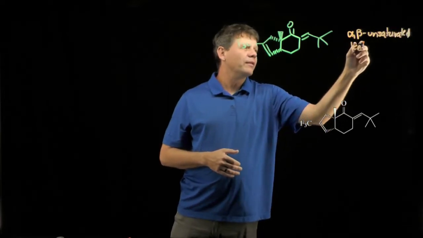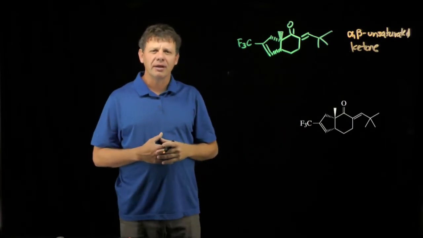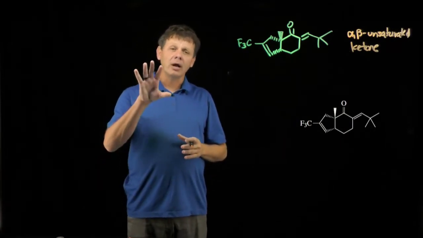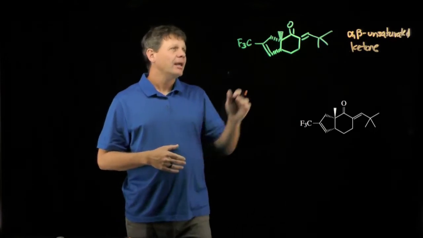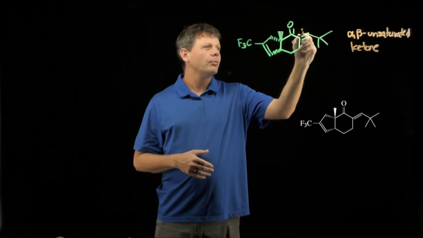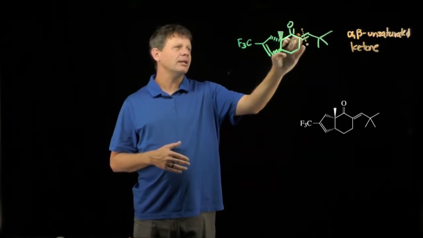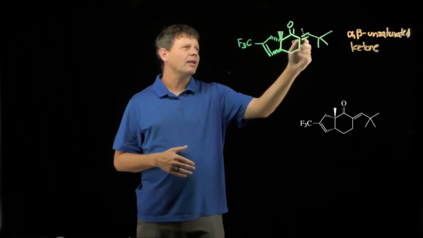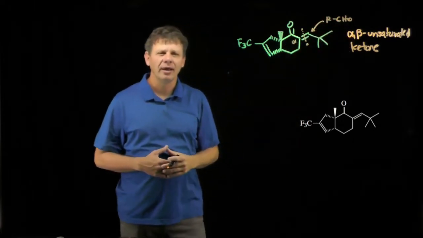And we know that that alpha-beta unsaturated ketone is the product of the Claisen-Schmidt reaction, where an aldehyde reacts with the enolate of a ketone. Here's our ketone. This is the alpha carbon, so we're probably making this bond here. Right? This is the alpha to our ketone. That's where we're going to make our enolate, and this is probably where we're going to have the aldehyde.